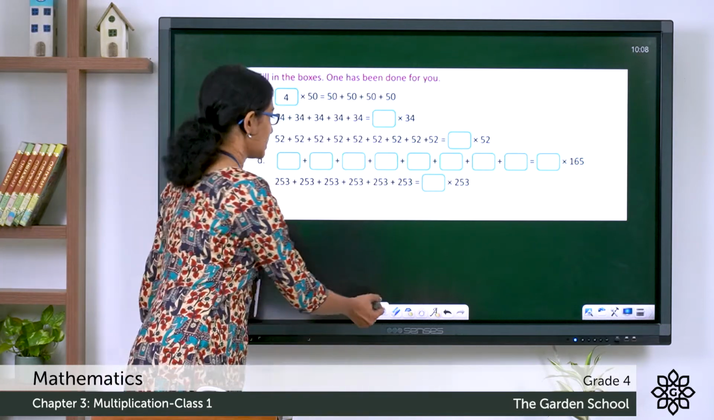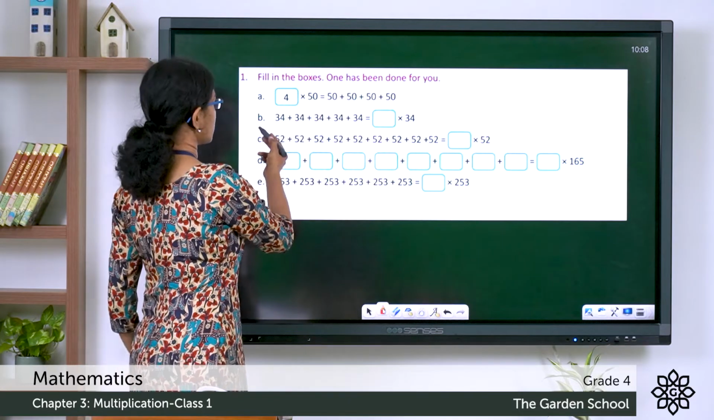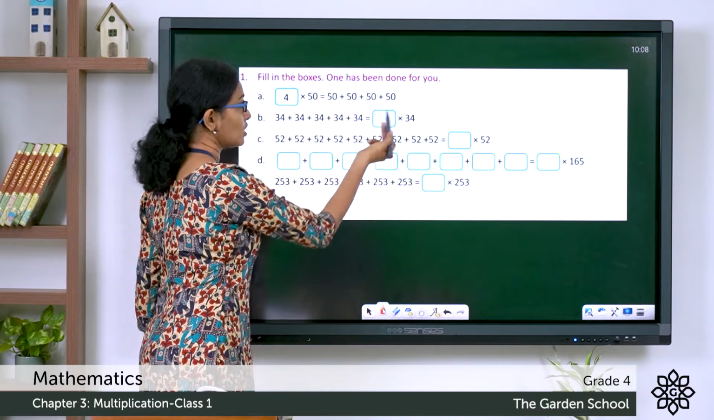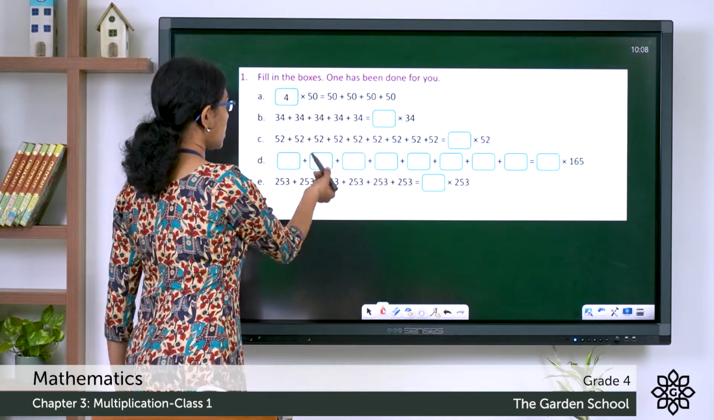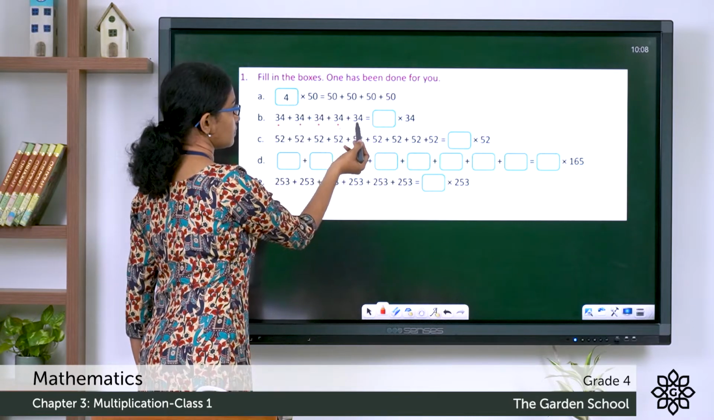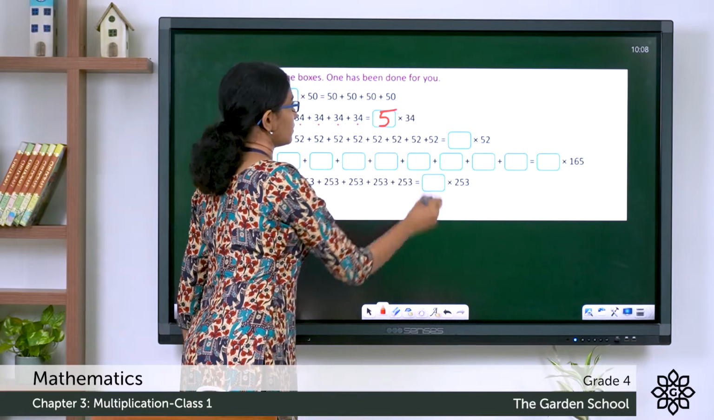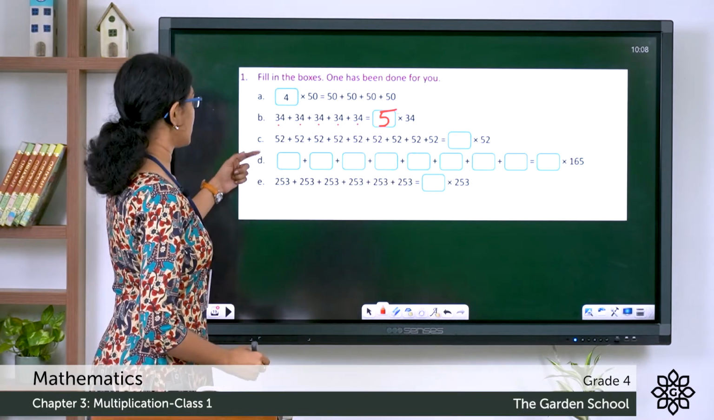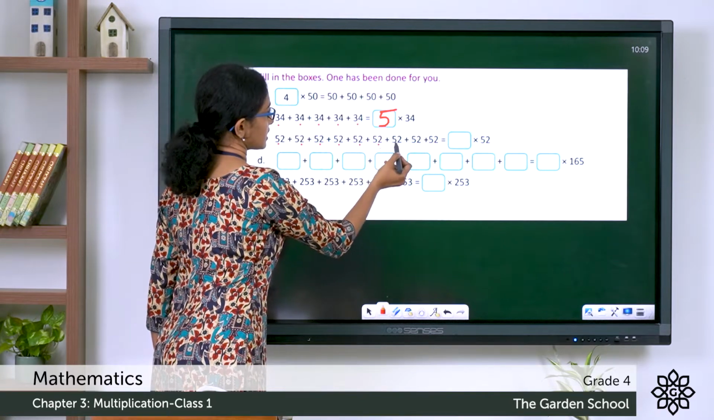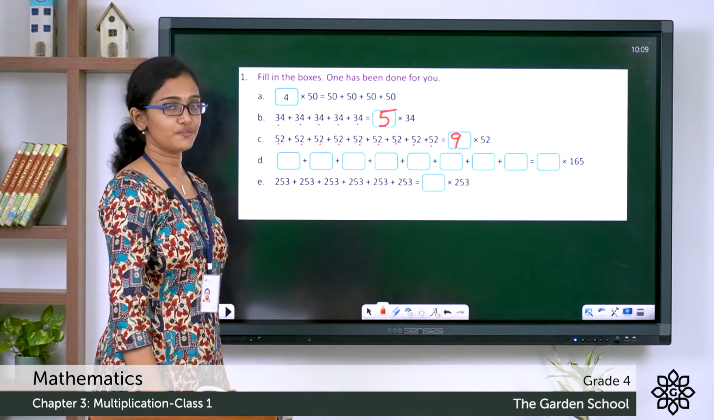Similarly, let's see the other questions and their answers. So B, 34 plus 34 plus 34 plus 34 plus 34 equal to dash times 34. So let's count the number of times 34 is given here. It is 1, 2, 3, 4, 5. So here the answer to be written here is 5 into 34. Now question C. 1, 2, 3, 4, 5, 6, 7, 8, 9. So it is 9 times or 9 into 52.